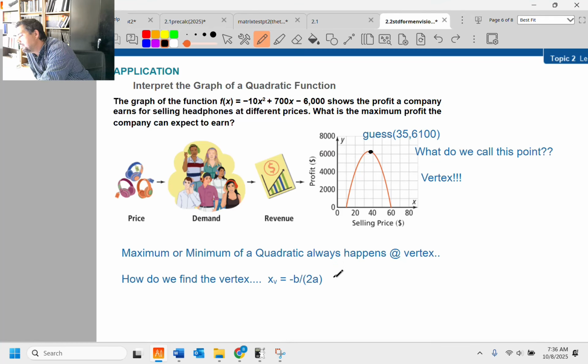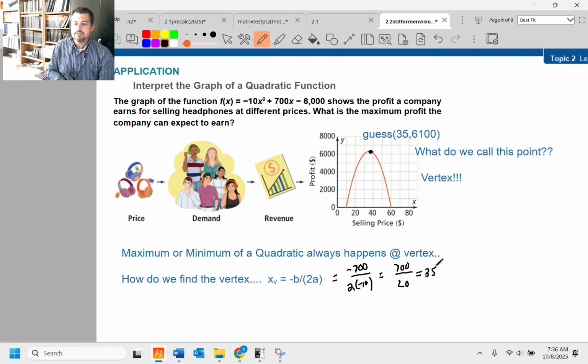But let's plug into opposite b over 2a. So opposite of a positive 700 is a negative 700. And sitting over twice a negative 10. So that's going to be a negative over negative is a positive, 700 over 20, which is 35. I guessed that properly. So the maximum happens when I sell, my selling price is $35.